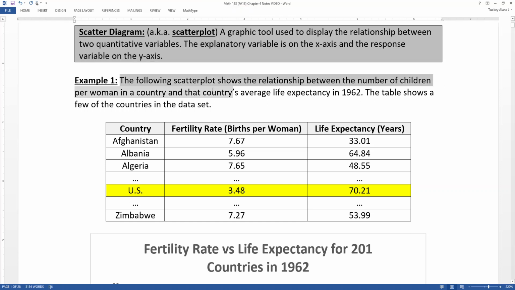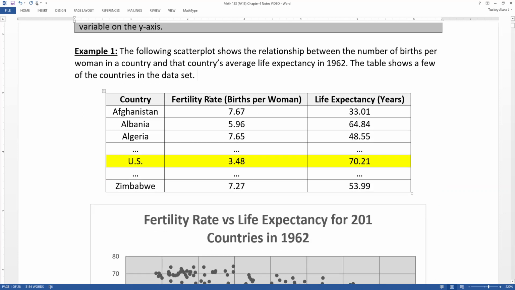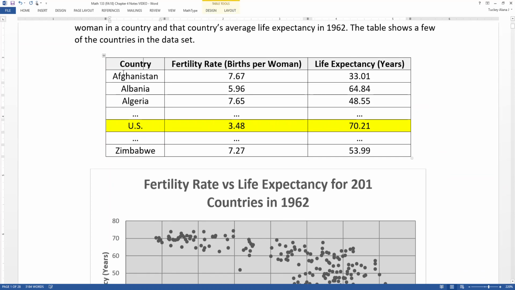So the following scatter plot shows the relationship between the number of births per woman in a country and that country's average life expectancy in 1962. The table shows a few of the countries in the data set. Okay, so I'm not giving you every one of these data points. I'm giving you a few of the countries, and the dot dot dots mean that there's lots more in there because there's like 190 countries.